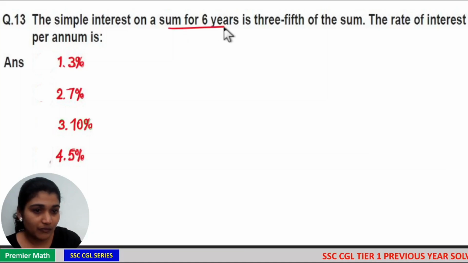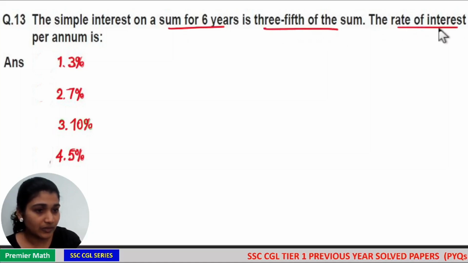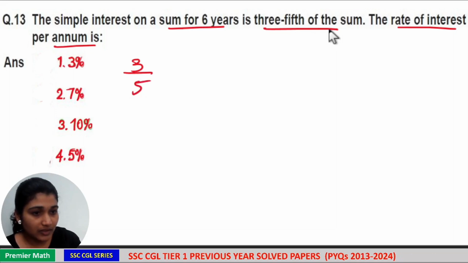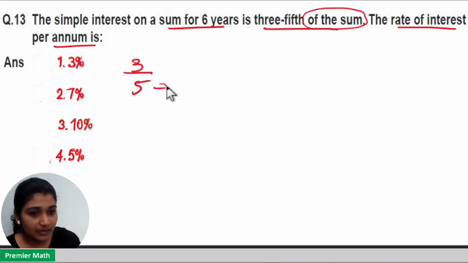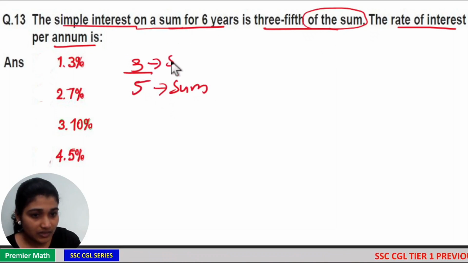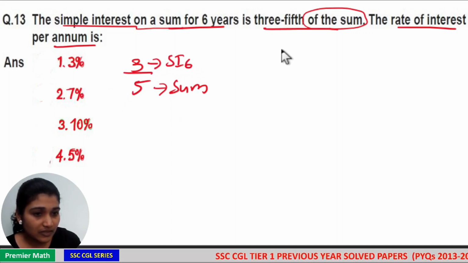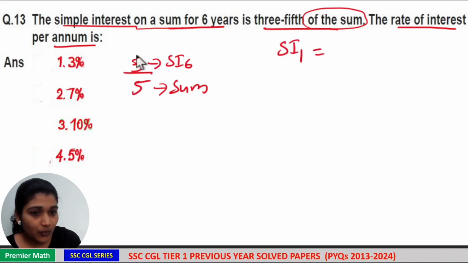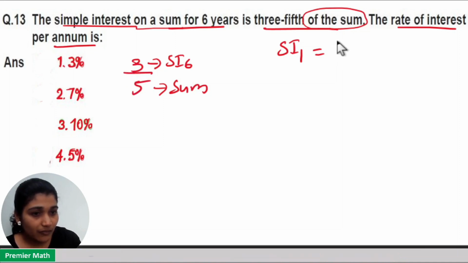The simple interest on a sum for 6 years is 3/5 of the sum. The rate of interest per annum is. Here 3/5 of the sum means here this denominator 5 part represents sum. And this numerator 3 part represents simple interest on 6 years. That is simple interest for 6 years. Either you can multiply it with 6 by 6 or simple interest for 1 year is equal to, for 6 year it is 3, means 1 year it is 3 by 6, which is 1 by 2 or 0.5.